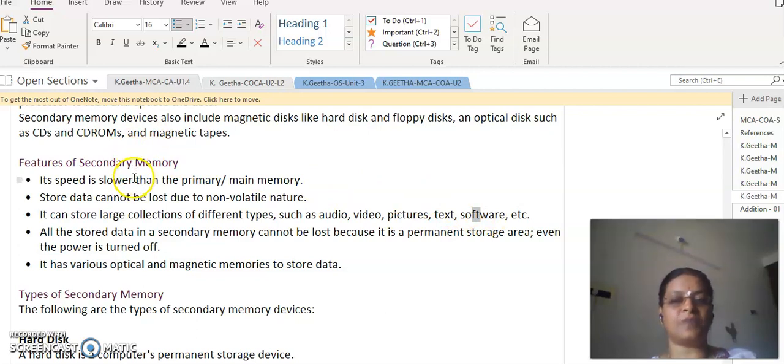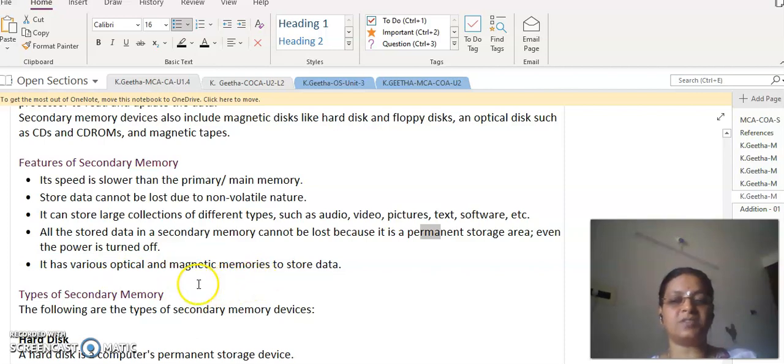we can make use of the secondary memory as a good option for backup. All the data stored in the secondary memory is not lost because it is a permanent storage, and even if the power is off, we will have the data available in the secondary memory. It has various optical and magnetic memories to store the data.